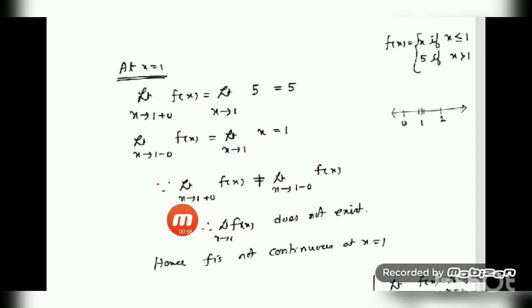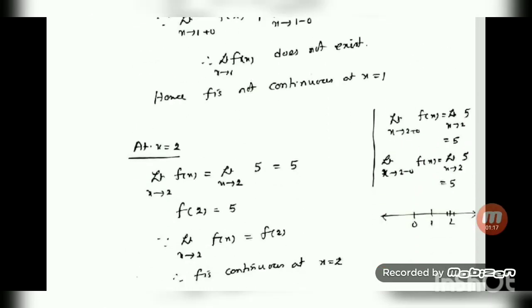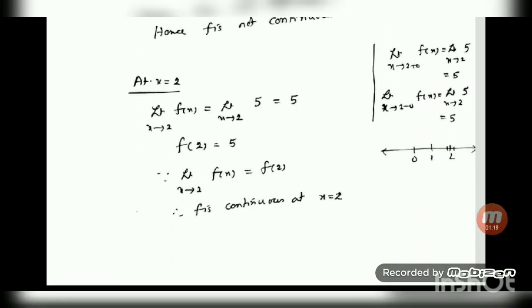Now you see, limit x tends to 1 plus 0 of f(x) and limit x tends to 1 minus 0 of f(x), both the values are not equal. Hence, limit does not exist. And if it does not exist, no need to proceed to the next case. That is, the function is not continuous at the point x equal to 1. Now we have to go for the function at the point x equal to 2.